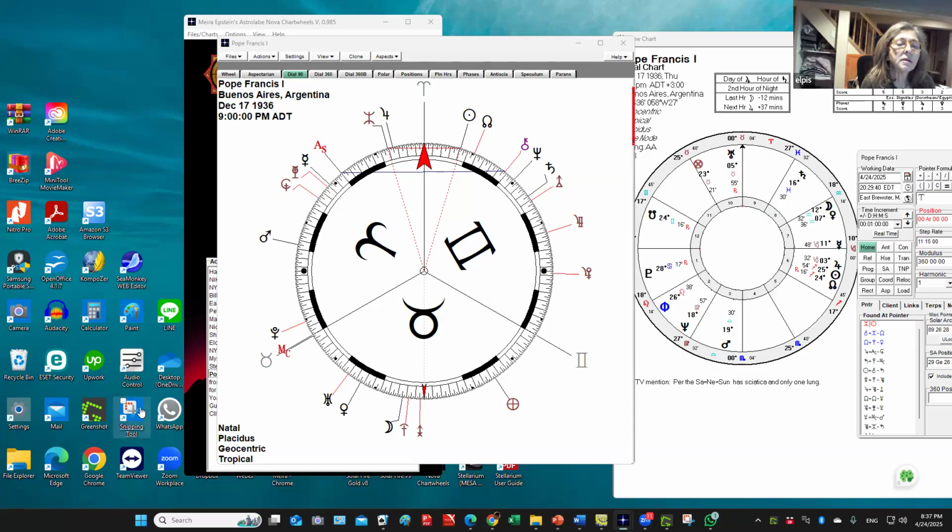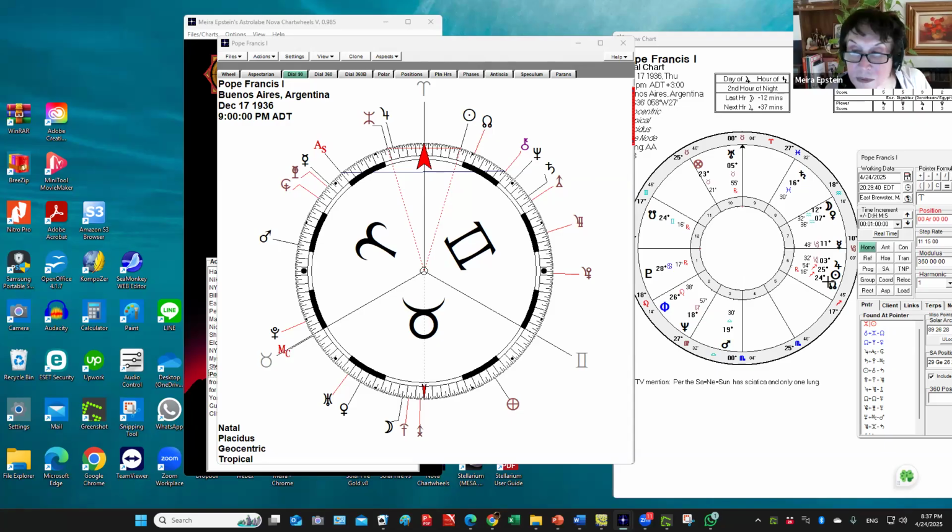Yes, isn't that a T-square with the Neptune, Saturn, and Sun? Yes, of course. That again, it's the health. If nothing else, it's the health. It's the sixth house and the eighth house. But that's not what he was all about.